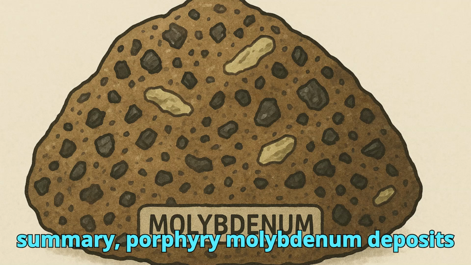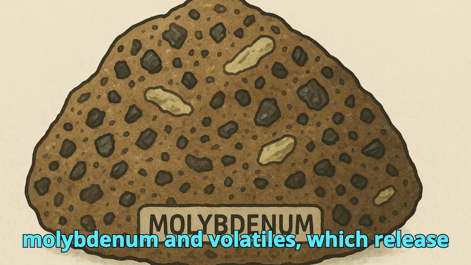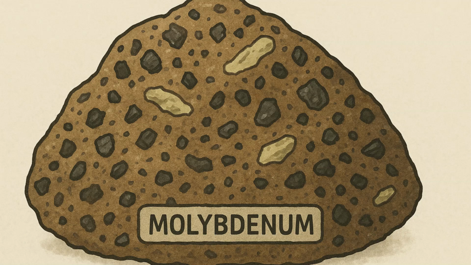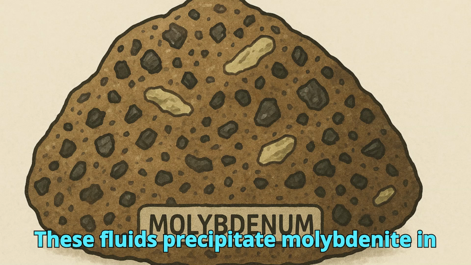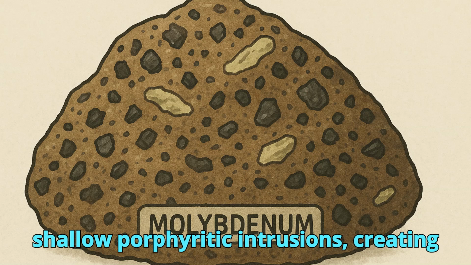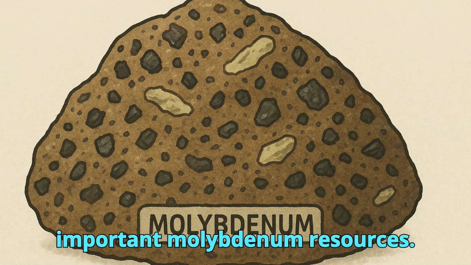In summary, porphyry molybdenum deposits form from felsic magmas enriched in molybdenum and volatiles, which release hydrothermal fluids into the upper crust. These fluids precipitate molybdenite in stockworks and disseminations around shallow porphyritic intrusions, creating some of the world's largest and most important molybdenum resources.